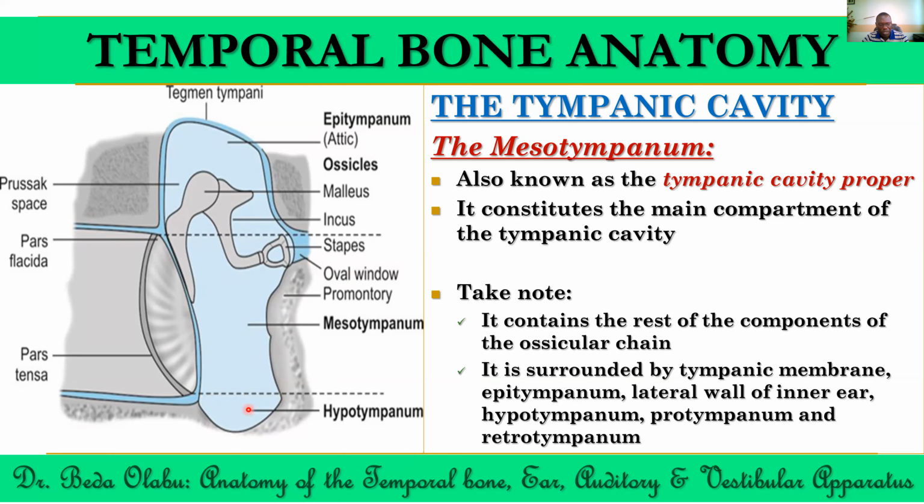Inferiorly, we have the hypotympanum, which is this region here. Posteriorly, we have the retrotympanum, which has some structures constituting the posterior wall of the middle ear. We'll talk about them. And anteriorly, we have the protympanum, basically forming the anterior wall of the middle ear cavity. Again, we'll talk about it.